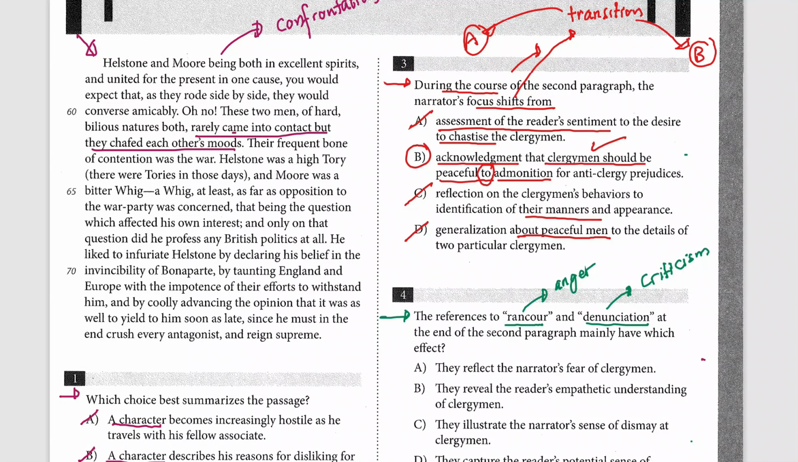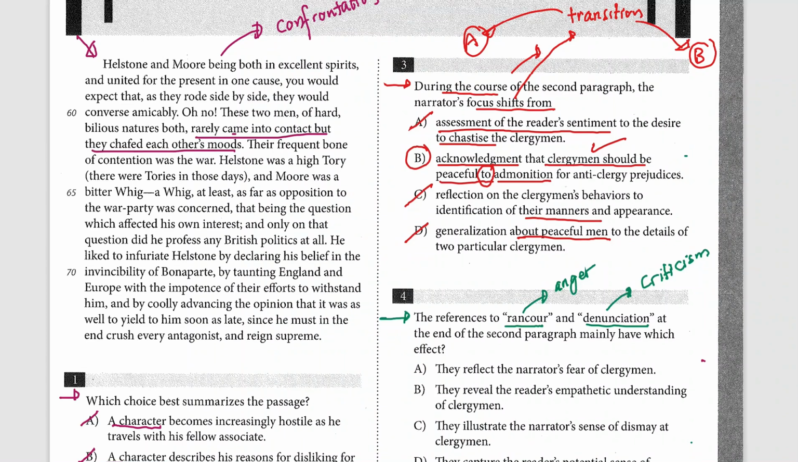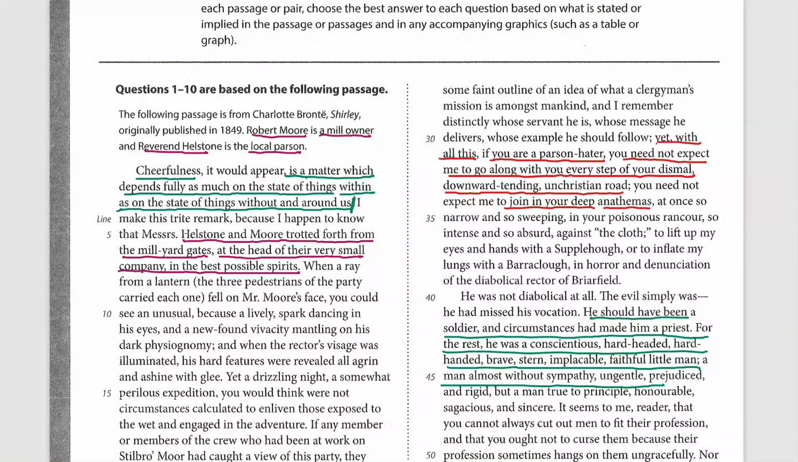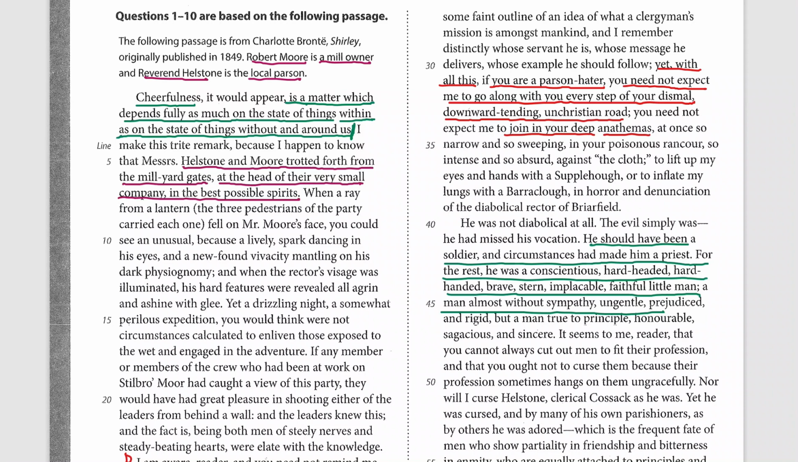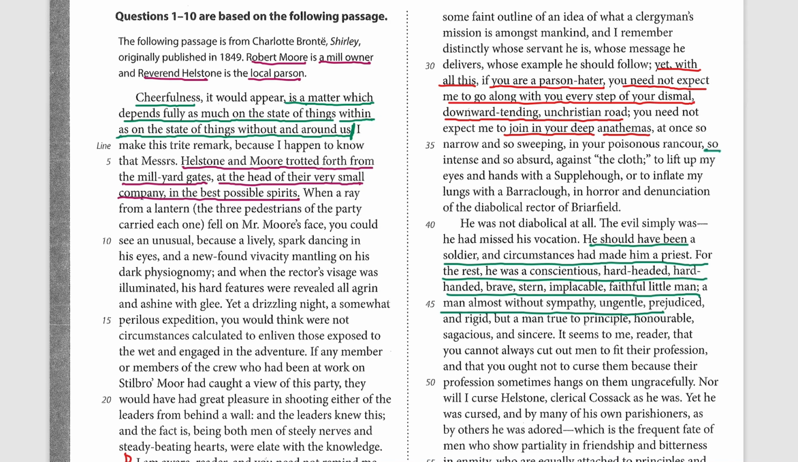We go to the second paragraph, and at the end of it what was there? Where, son? Here. He told him here, "so intense and so absurd." He said, don't expect me to join you in your deep anathemas, at once so narrow and so sweeping in your poisonous rancor. Poisonous what? Rancor, so intense and so absurd. I know that you hate them. Okay, remember this.